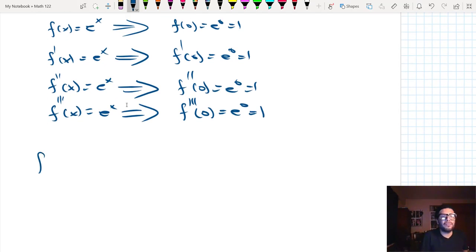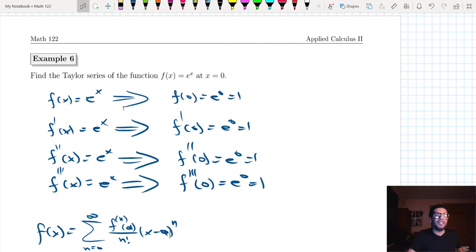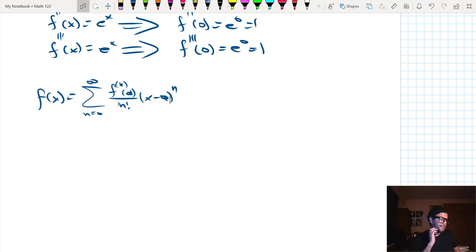Okay, so let's write down f of x equals the sum from n equals 0 to infinity of the nth derivative evaluated at a over n factorial times x minus a to the n. By the way, in this case, the center is 0. So we're going to have f of 0 over 0 factorial. In this case, I'm going to leave the factorials. Then f prime of 0.